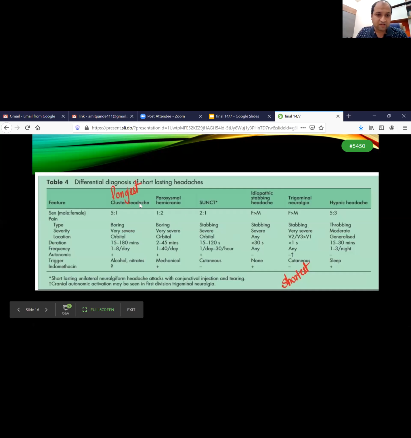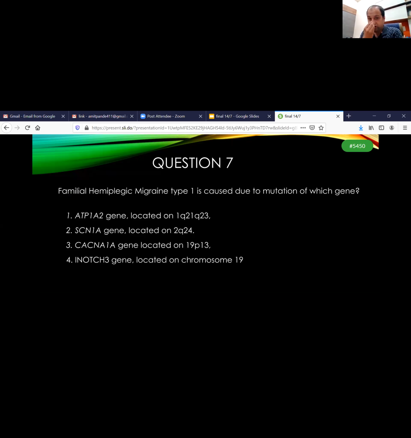So the longest disorder with headaches is cluster headache, and the shortest one is trigeminal neuralgia. Moving on. Question 7. Familial hemiplegic migraine type 1 is caused due to mutation of which gene? Is it the gene ATP1A2 located on 1q, SCN1A located on 2q, CACNA1A gene located on 19, or ENOCH3 gene located on chromosome 9?